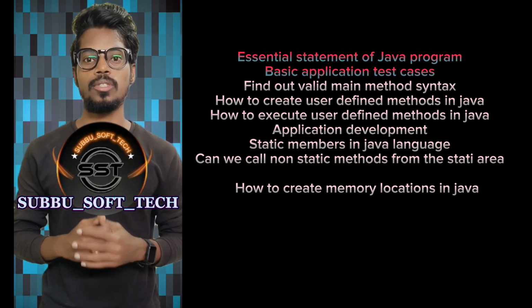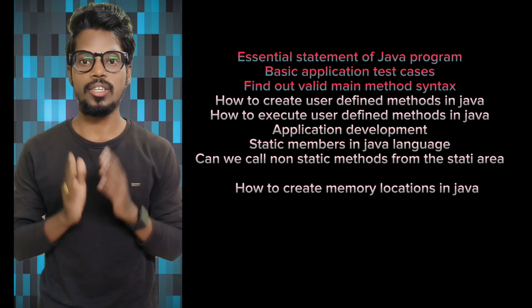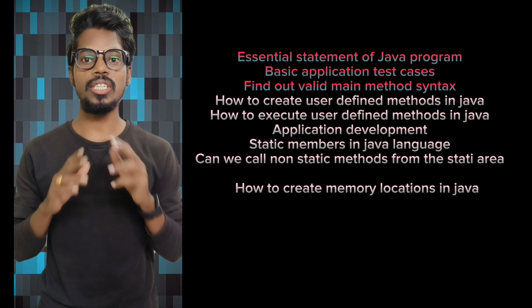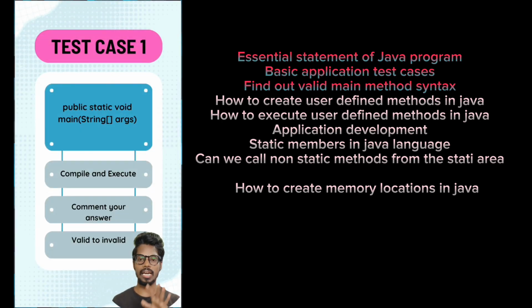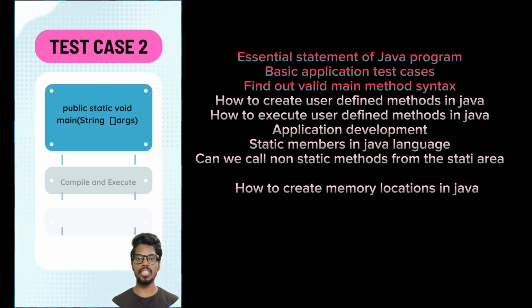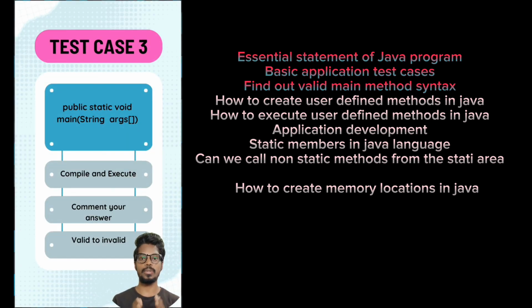Hello guys, welcome back to Subbu Softech. So the main method is mandatory for your Java application, guys. That's why at the time of execution, the JVM is responsible to check whether the main method is present in the current class or not. Which class we are executing, in that class only the JVM software is responsible to check whether the main method is present or not.